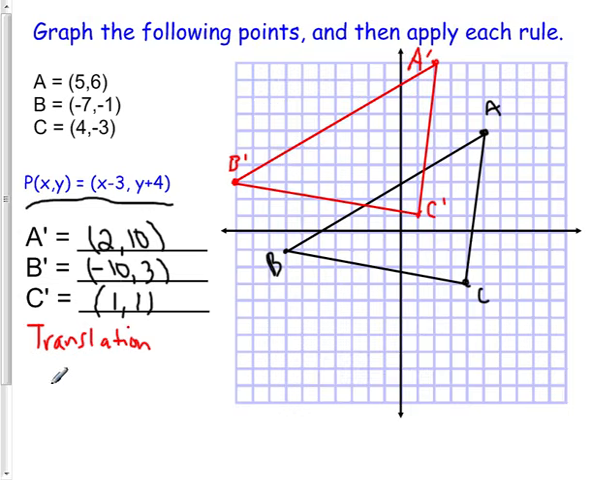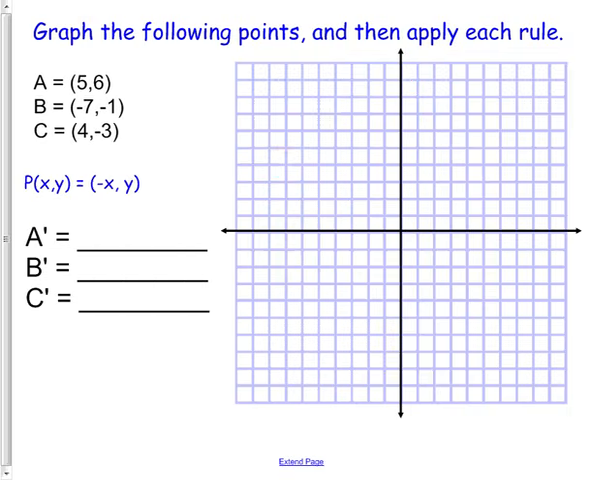And we would say it is left 3 and up 4. All right, so that's our first example done. We've got a few more to look at. So let's look at the next one.